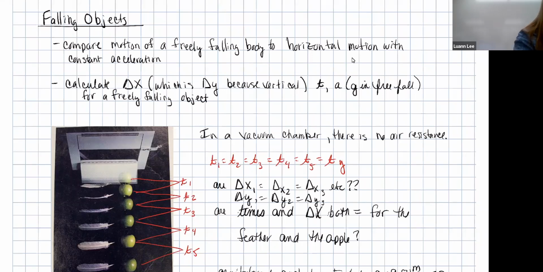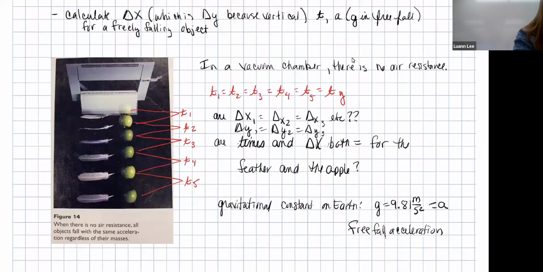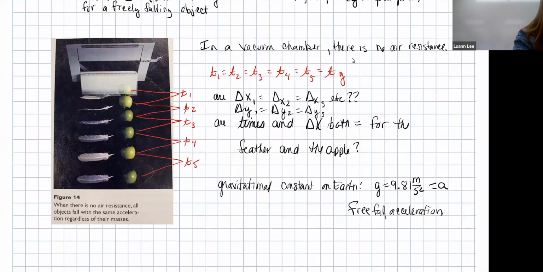An interesting comparison that you can make in a vacuum chamber is an apple falling and a feather falling. They're both in a vacuum, they're both dropped at the same time, and this photo is taken as a time lapse, and the times are 1 second apart. So all of the times are equal here.